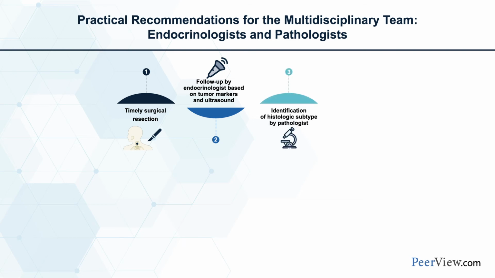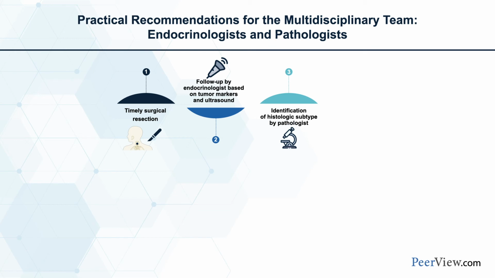Pathologists will need to be proficient in actually identifying the subtypes of thyroid cancer because I think we've shown that the different subtypes will have different outcomes. And of course, all pathologists need to know the difference between a differentiated thyroid cancer and a medullary thyroid cancer. So these are what I would consider the basics, the very beginning points of treatment for the multidisciplinary team.